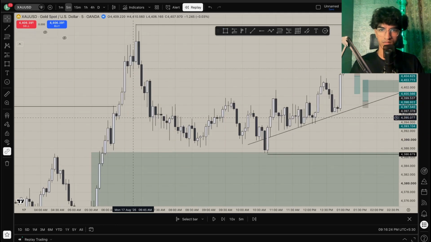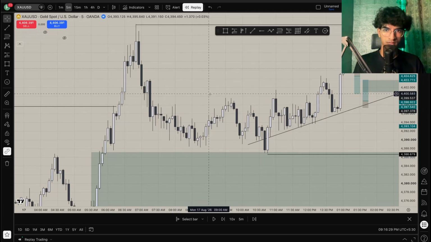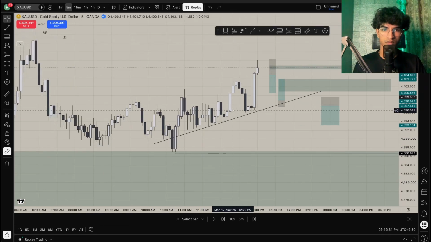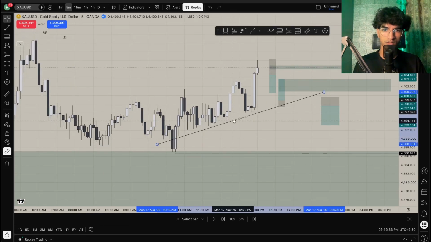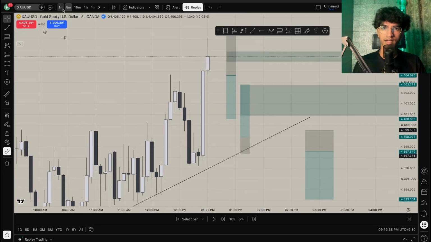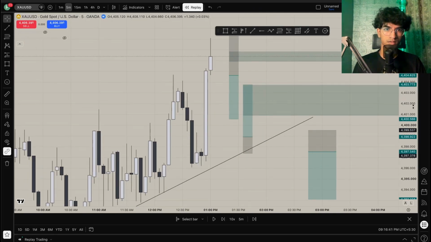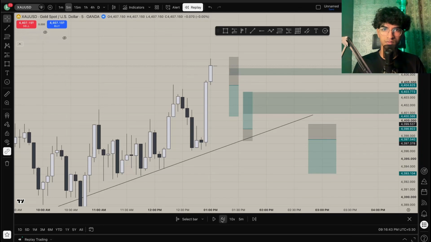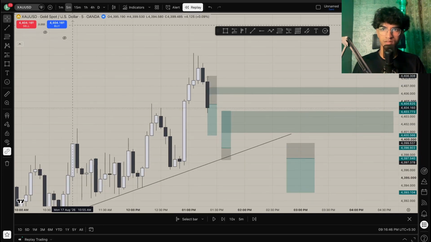You can see here the market has also given a market structure shift to the downside in a smaller time frame. There's also a low resistance liquidity, so I drew this trend line too. I was expecting the price to come down, and I entered when I saw this rejection. Wait, let me show you. The price went up and it showed a strong rejection.